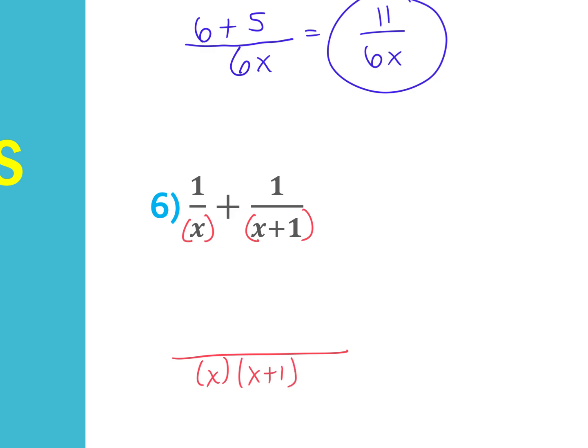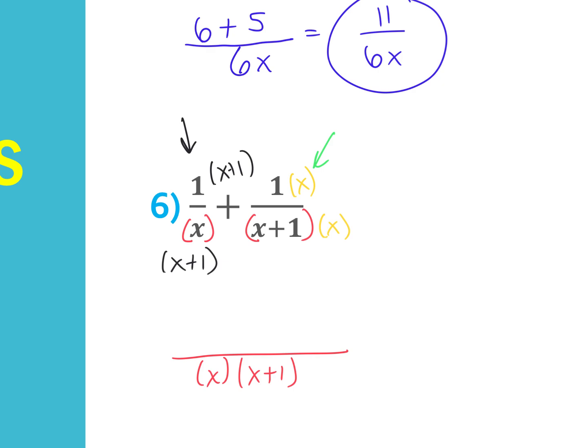And then I look at each fraction individually. My first fraction here already has the x in the denominator. What is it missing? X plus 1. Not just a plus 1, the whole thing of x plus 1. When you multiply the bottom by x plus 1, we then do what? Multiply the top by x plus 1. My second fraction has the x plus 1. What is it missing? So if I multiply the bottom by x, then I multiply the top by x.